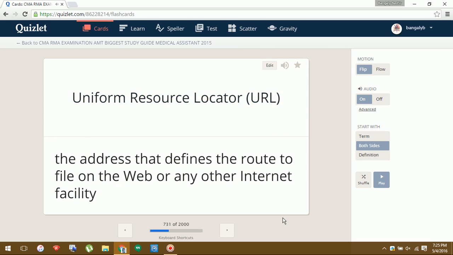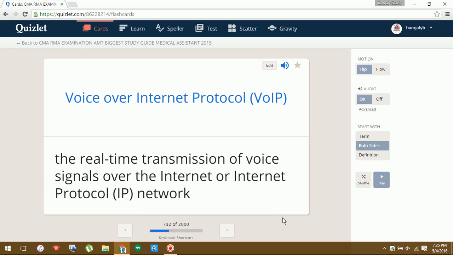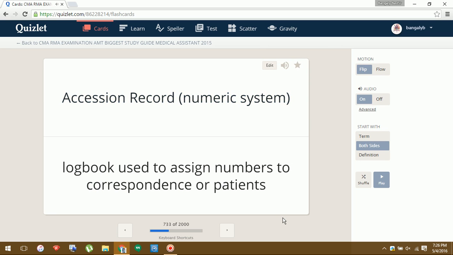Uniform Resource Locator: the address that defines the route to file on the web or any other internet facility. Voice over Internet Protocol: the real-time transmission of voice signals over the Internet or Internet Protocol network. Accession Record: logbook used to assign numbers to correspondents or patients.